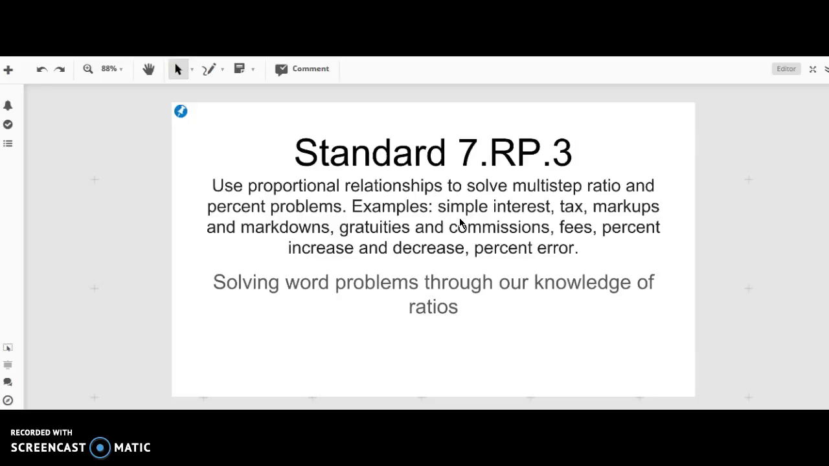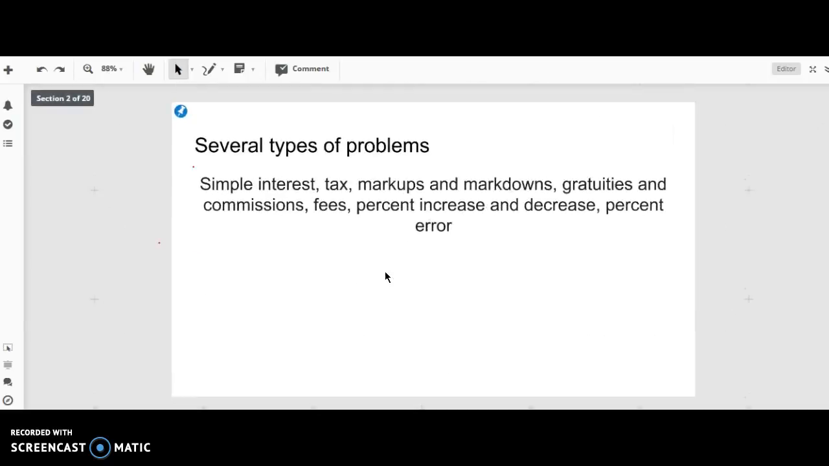There's a lot of them. We won't cover every single one, but we'll cover a lot. So basically, we're going to solve all these word problems through the knowledge of ratios that we've learned over the last month. So of the types of problems, let's take a look at mostly simple interest, tax, markup, markdown. We'll probably do percent increase, percent decrease, and a percent error.